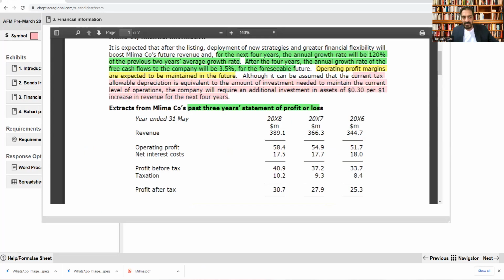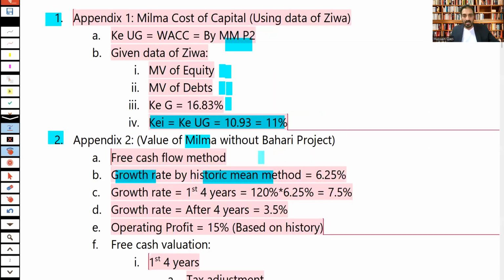Historic mean is very simple. Take out the growth rate. Number 1, we require the growth rate. Number 1, the revenue, so just the geometric mean method. Take out the 389, divide by 3447, to the power 1 over n. Here the n is 2 minus 1. So you will identify the 6.25%.